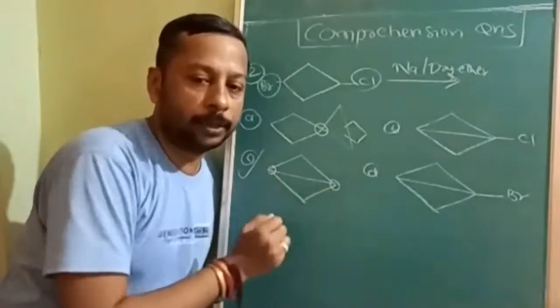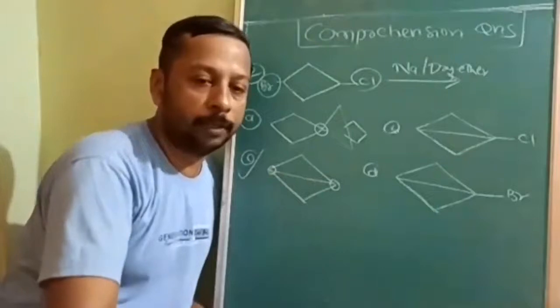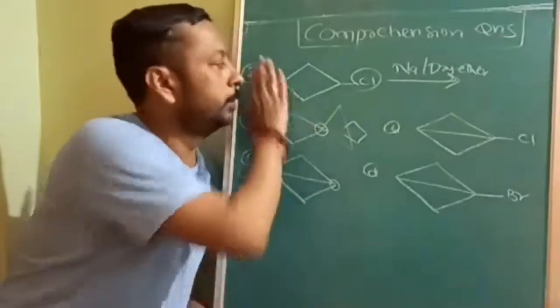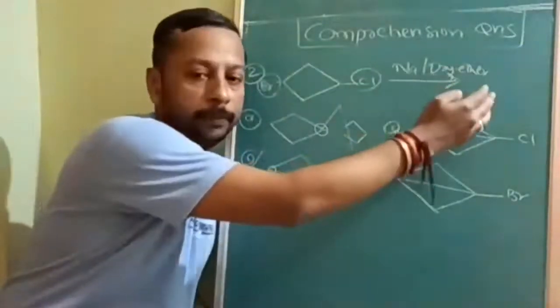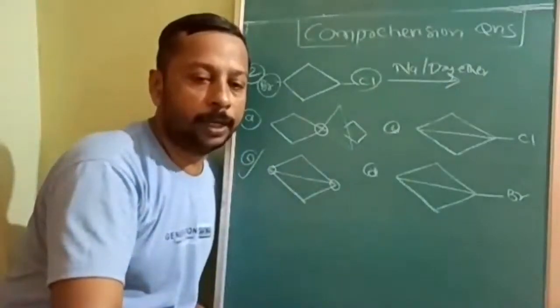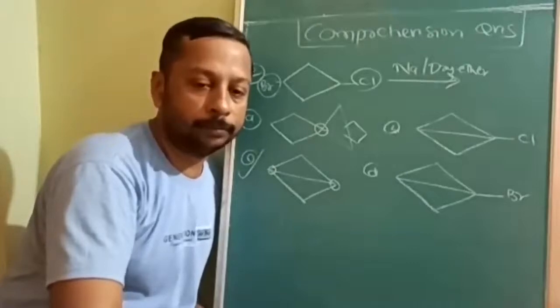intramolecular Wurtz reaction. Within the one molecule only, both halogens are removed. Intra means within, inter means between. If it is not so, then it reacts with one more molecule, and that time it will be an intermolecular Wurtz reaction. This is which type of reaction? Intra, INTRA. Okay.